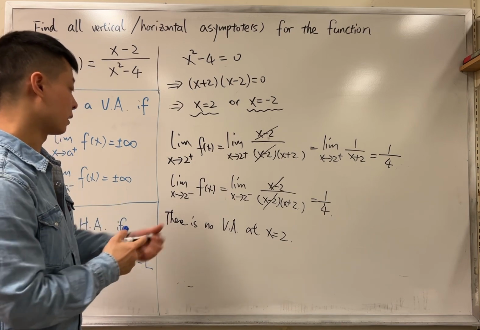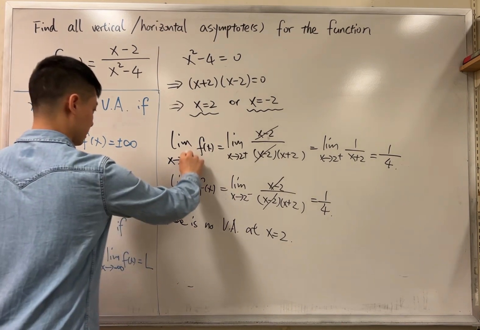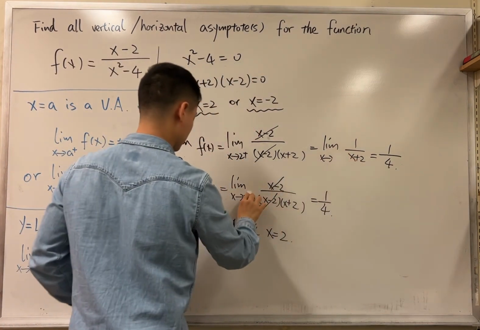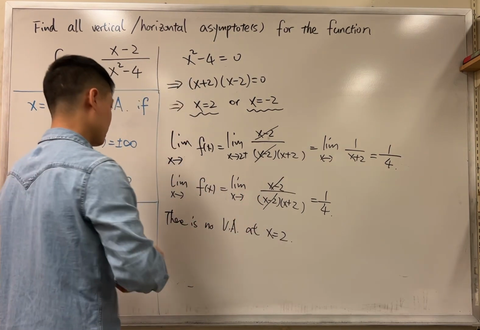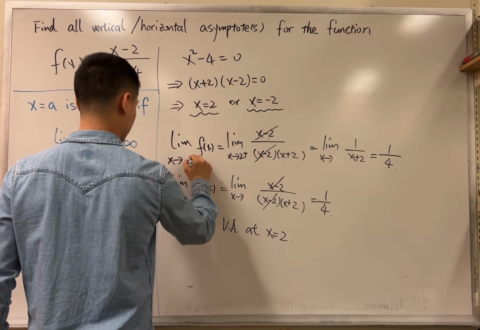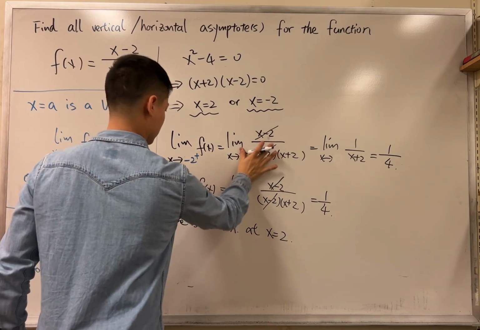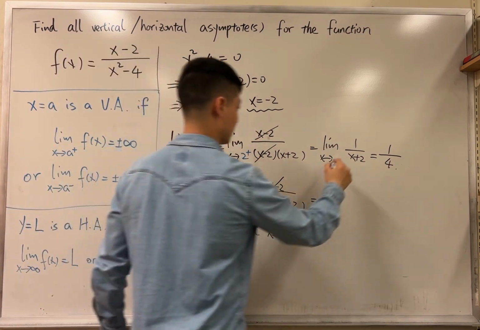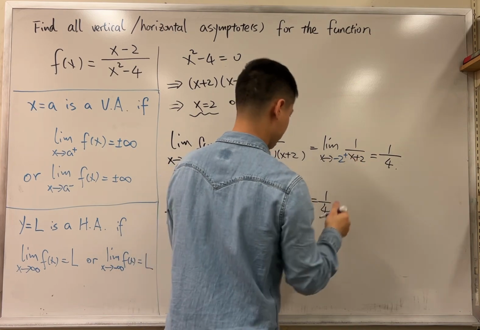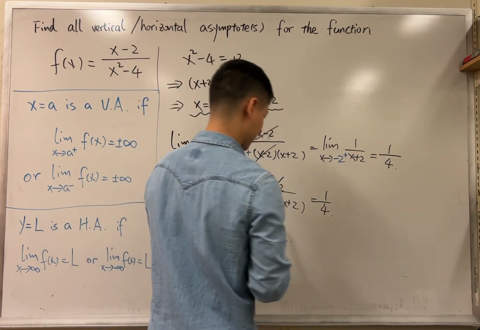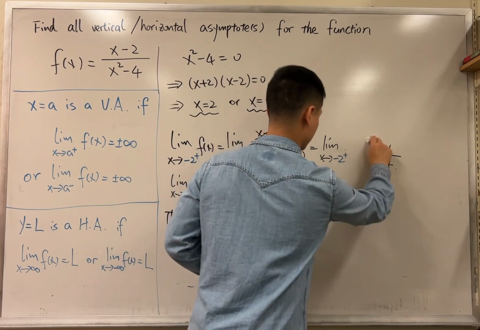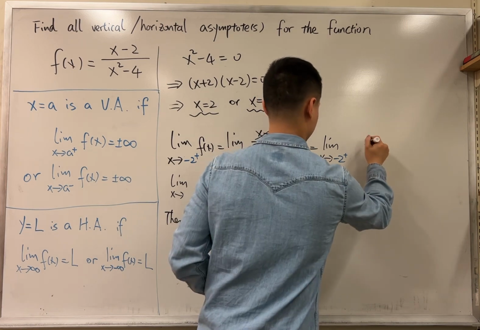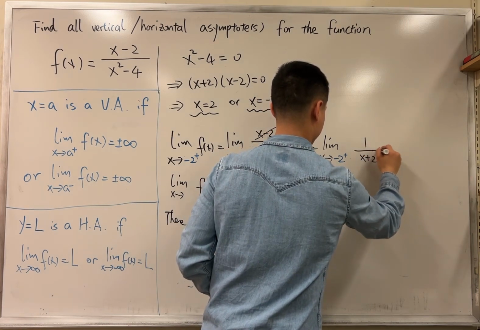For convenience, I'm not going to erase everything, just going to change a little bit from the board here, because the process is pretty much the same. So now we're going to check negative 2 on the right side, negative 2 plus, right? Same cancellation still applies. So now we see, this is 1 over x plus 2, okay?